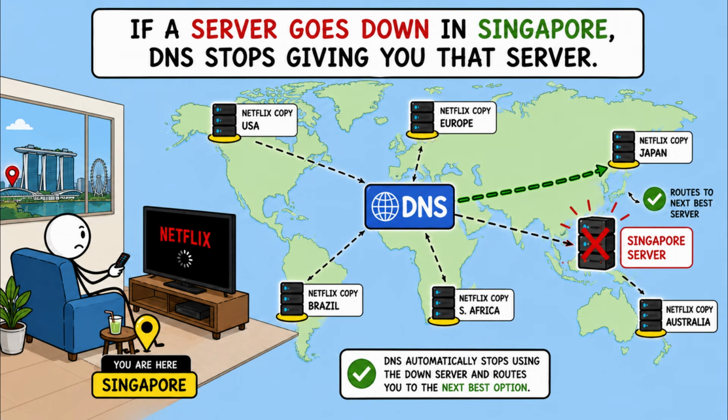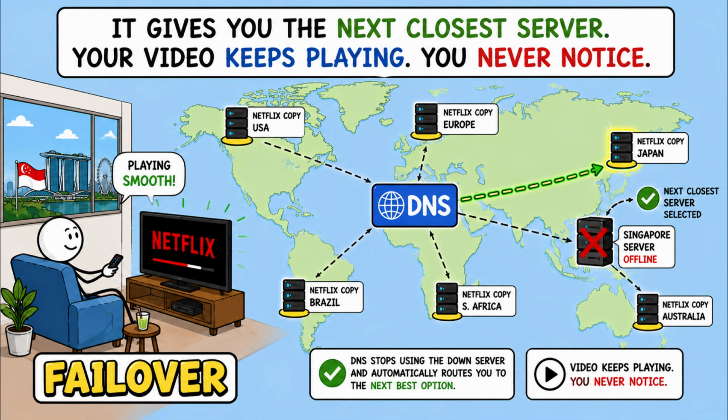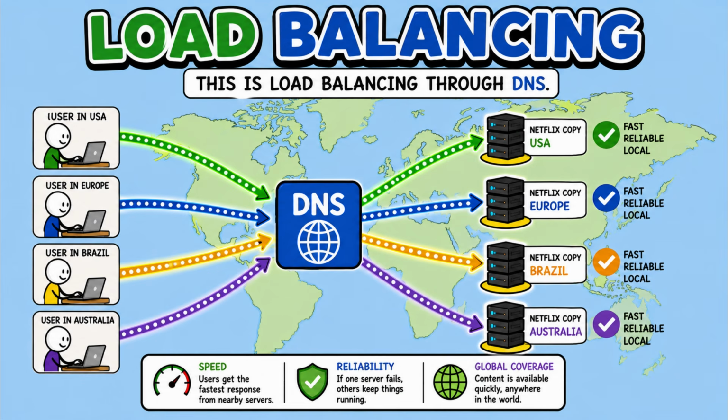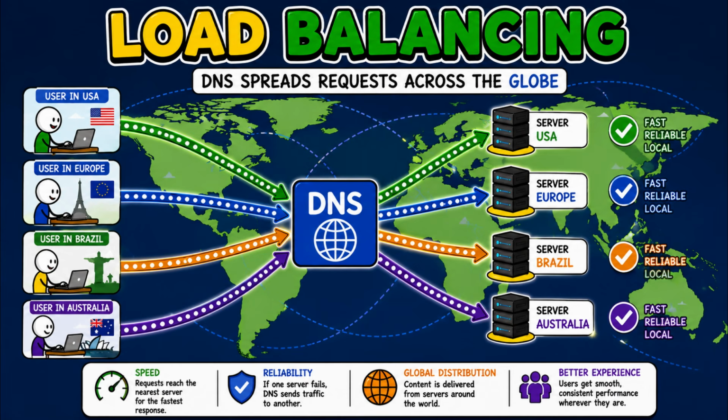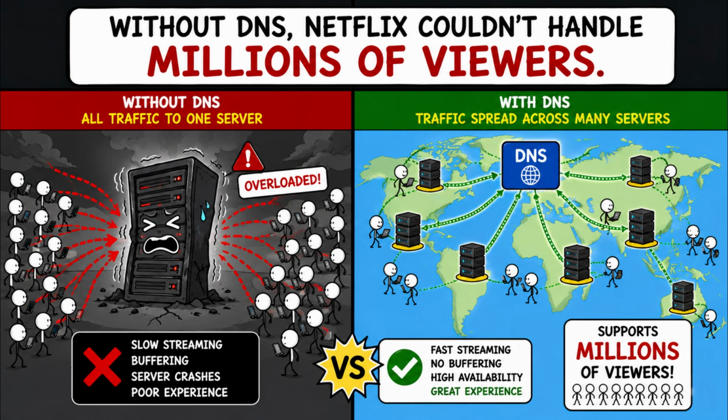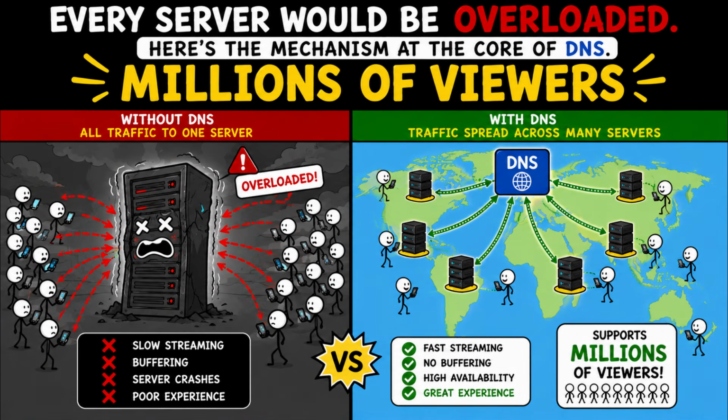If a server goes down in Singapore, DNS stops giving you that address. It gives you the next closest server. Your video keeps playing. You never notice the failure. This is load balancing through DNS. Companies rely on it for speed, reliability, and global distribution. Without DNS, Netflix couldn't handle millions of simultaneous viewers. Every server would be overloaded.